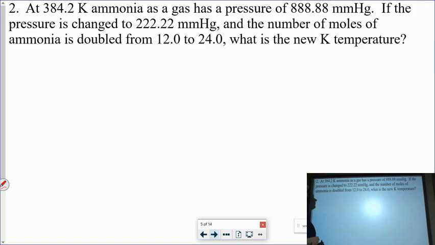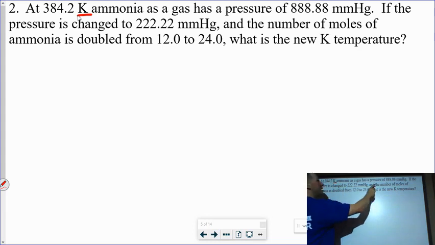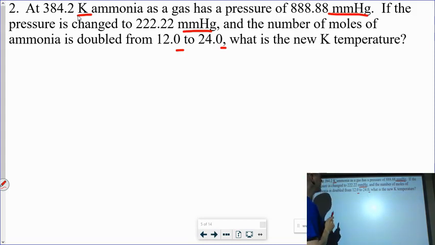All right, so we're going to work with our first problem that we are going to have moles involved. So I take a look at this problem, and I am looking for a label that does not have a partner. So I have K here, millimeters of mercury. I have moles and moles. And so the one that does not have a partner is my temperature, and that's 384.2 Kelvin. So the one that does not have a partner, that is the one that you will be starting these problems with.